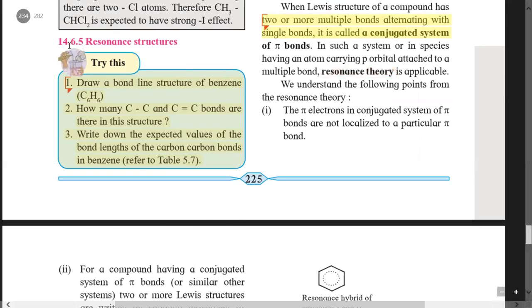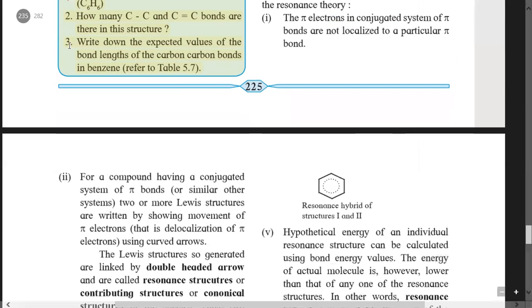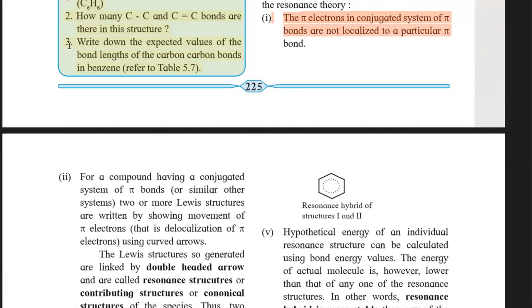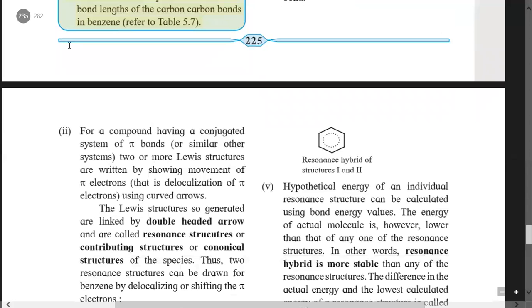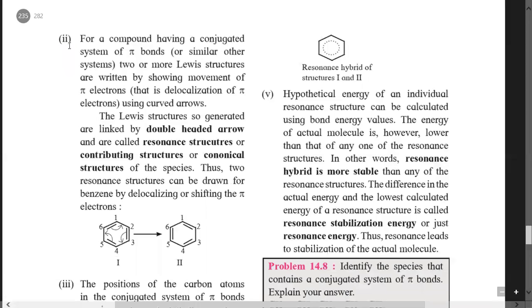Now, the points given in the resonance theory are: point number one, the pi electrons in the conjugated system of pi bonds are not localized to a particular pi bond. This means the electrons of the pi bond are not fixed. They have no fixed position, so they can be delocalized from one position to another. That is the meaning of the first point in the resonance theory.